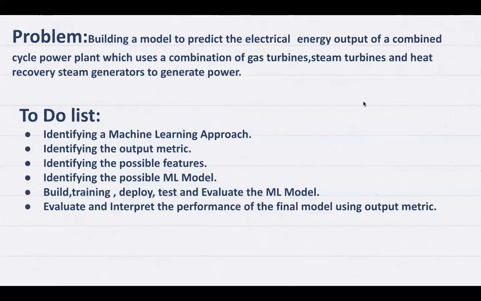So the problem here is I need to build a model which can predict the electrical energy output of a combined cycle power plant. And the approach I followed to solve this problem is identifying a machine learning approach, then identifying the output metric, possible features, ML model, building, training, deploying, testing, and evaluating the ML model. And at last, evaluating the performance of the final model using the output metric.